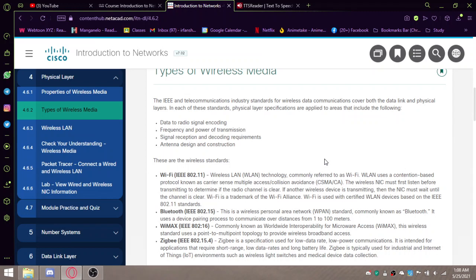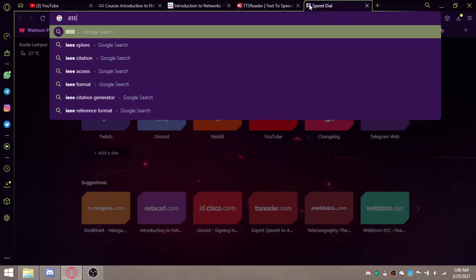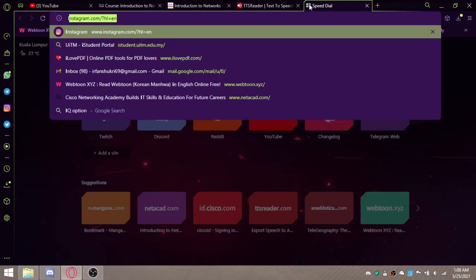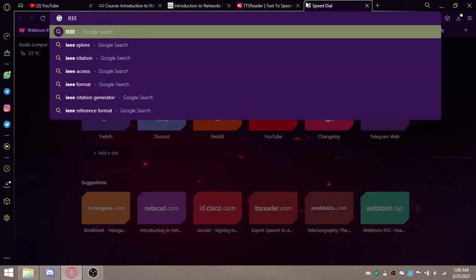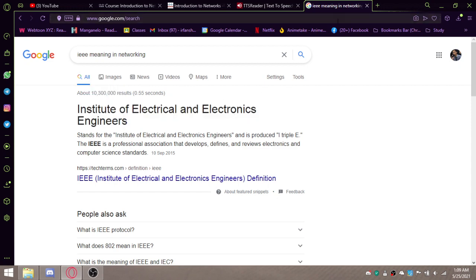Types of wireless media. Okay, apa ni? IEEE, dia kata apa? Ni kena hafal ni. IEEE ni apa? Internet, electronic and electrical engineering force. Okay, IEEE. Sekejap IEEE. Meaning. Institute of Electrical and Electronic Engineers. Okay, dah.